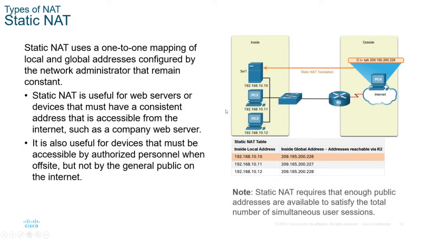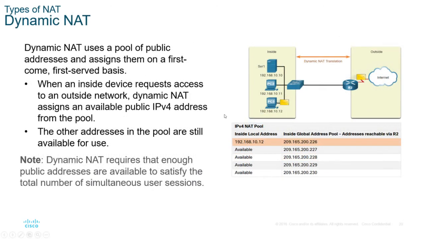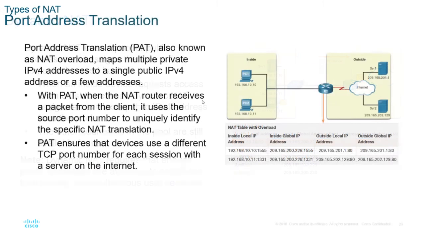So we talked about our types of NAT. We have static NAT, which is very useful for doing a one-to-one translation, typically for web servers. We talked about dynamic NAT. It utilizes a pool of public addresses that maps to private, but again, we don't typically see it too frequently. PAT is pretty much the most common way that it's utilized.